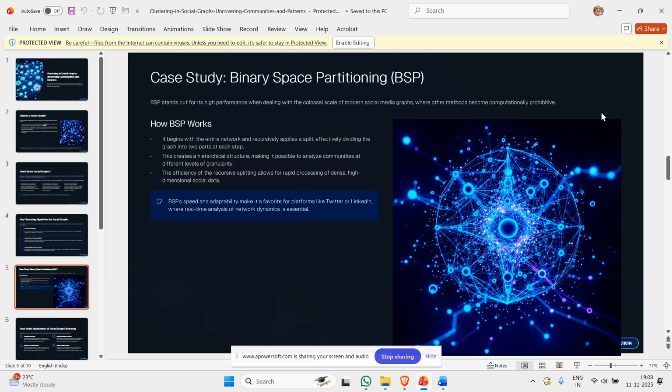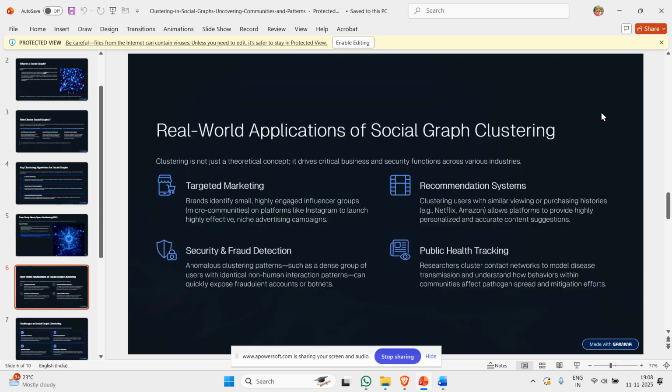The efficiency of the recursive splitting allows for rapid processing of dense, high-dimensional social data. BSP's speed and adaptability make it a favorite for platforms like Twitter or LinkedIn, where real-time analysis of network dynamics is essential.